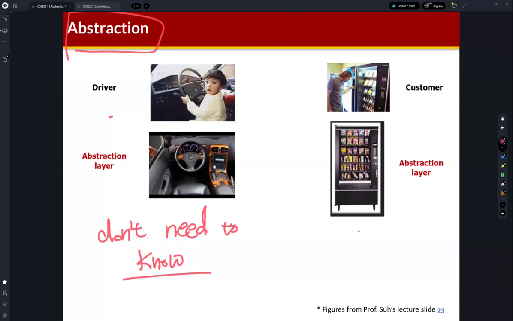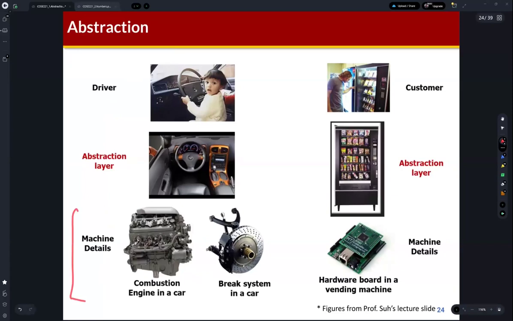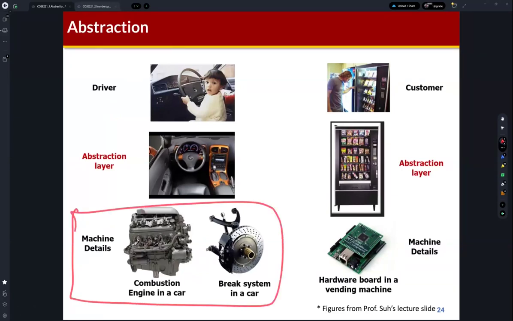So even this is the machine details of a car. A car includes mechanical engines. Also, a car has some very complex braking system, something like that. Also, a car includes very complex electric systems, right? But we don't need to understand that. Only the required knowledge, like the handle, and then some pedals, and then some buttons are revealed to users. Okay, so this is a concept of abstraction.